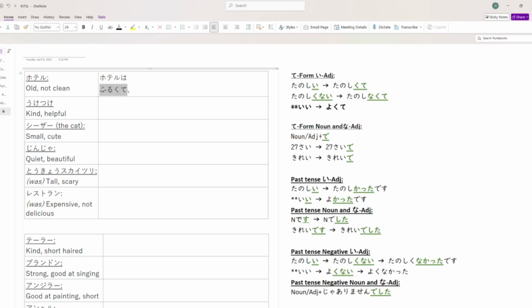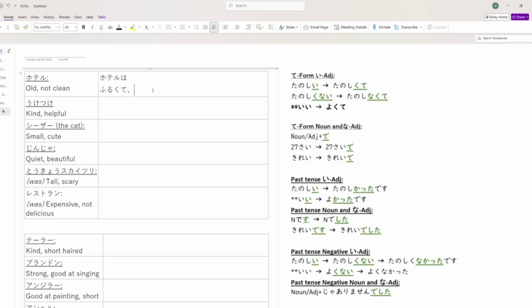As a reminder, te form is what's indicating "and." This is how we conjugate things that need to serve as a conjunction. I forgot to bring that up. That is the important bit. So we're saying old and not clean, kind and helpful, and so on and so forth.